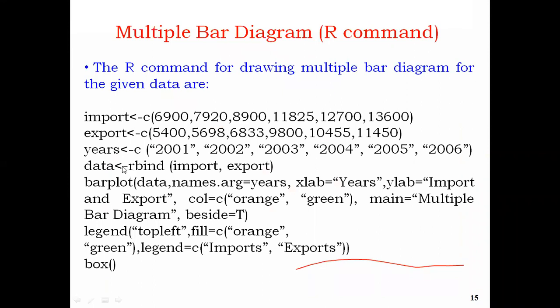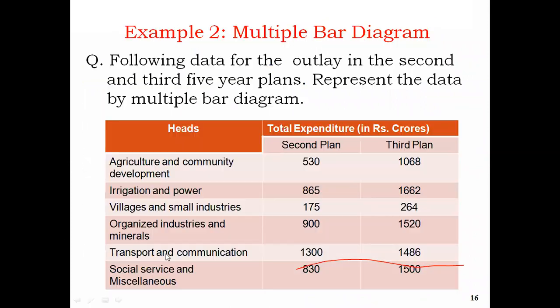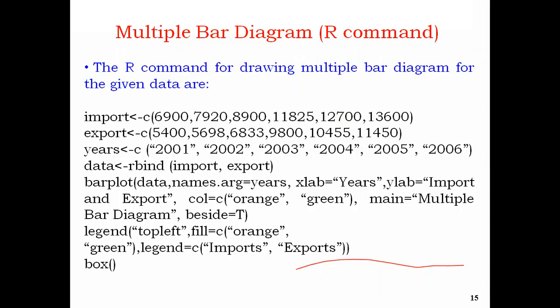And then the data, in place of import and export, we are going to write second and third plan. Then what we are going to do next, everything is the same here. In place of year, you write heads. Then for the X label, this is heads. Then the Y label, this will be import and export, so here it will be second and third plan, okay.